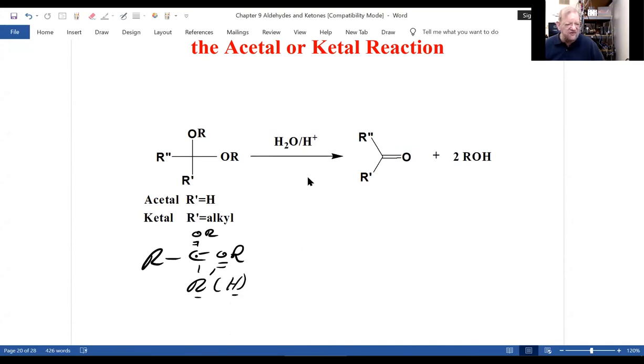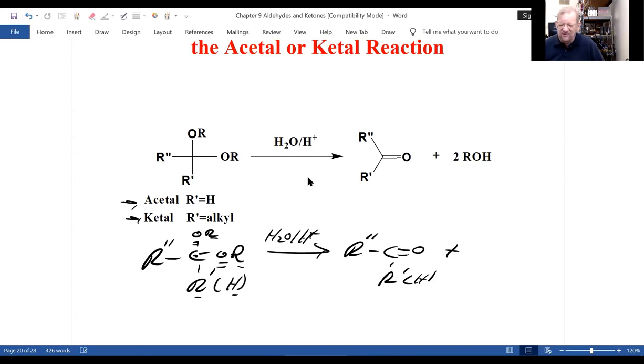When it's H, it's an acetal. When it's carbons, it's a ketal, R double prime is carbons. R's are carbons also. And I react it with water and acid, and what do you get? What's attached to the carbon with the two oxygens becomes a carbonyl, and the R prime or hydrogen, R double prime are still there, and then you get the alcohol.